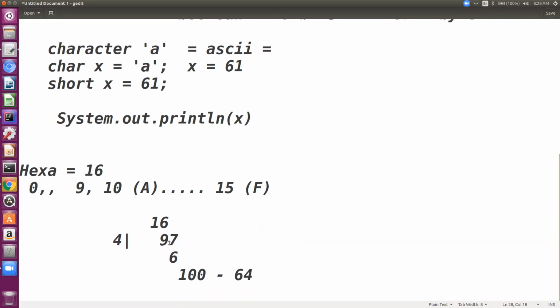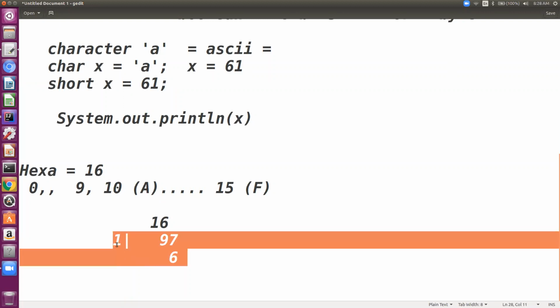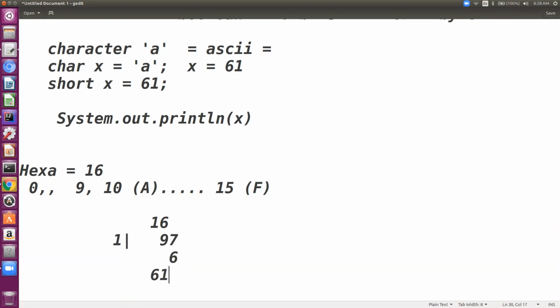Again, 16 fours are 64, right? So 16 sixes are 96. So 6 goes here and 1 over there, right? 16 sixes are 96, so the quotient here, the remainder here. So the hexadecimal number is 61. That is nothing but a hexa notation. Does that answer your question?